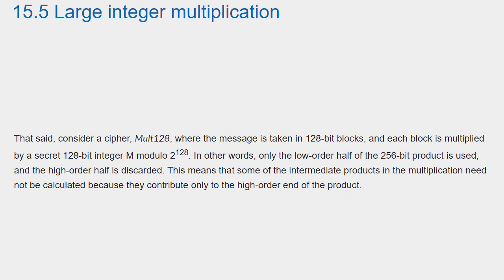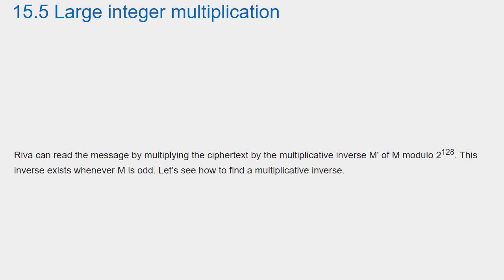That said, consider a cipher Mult128, where the message is taken in 128-bit blocks, and each block is multiplied by a secret 128-bit integer m modulo 2 to the power 128. In other words, only the low-order half of the 256-bit product is used, and the high-order half is discarded. This means that some of the intermediate products in the multiplication need not be calculated, because they contribute only to the high-order end of the product.